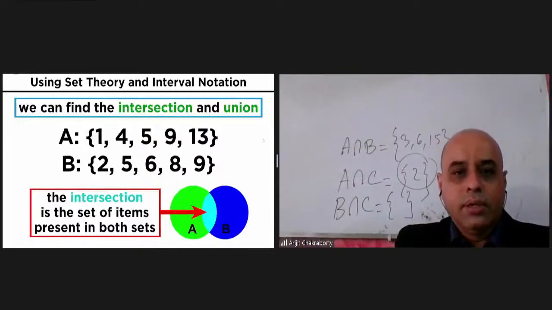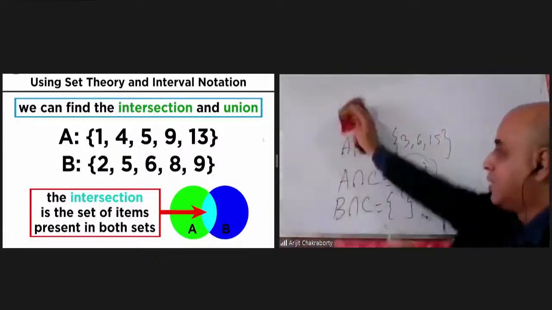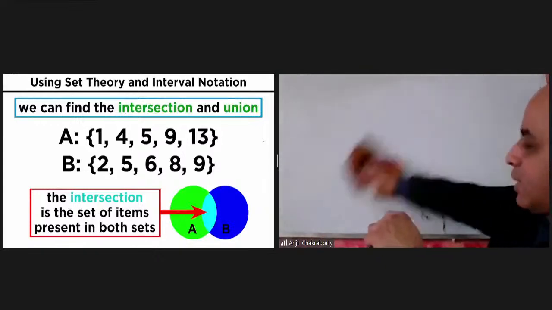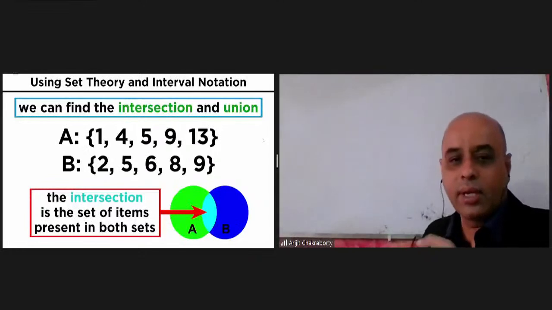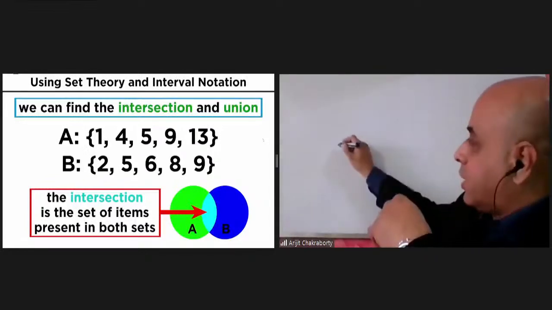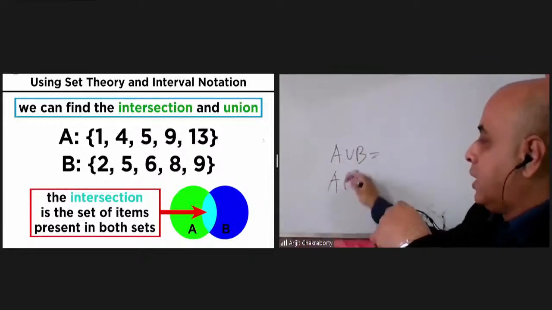Let us do this one. A is 1, 4, 5, 9, 13. B is 2, 5, 6, 8, 9. We have to find out intersection and union. So let's put our pen and paper together and let us try it out quickly. Okay. So A is given 1, 4, 5, 9, 13. I'm just writing it directly on the whiteboard. A union B and A intersection B.